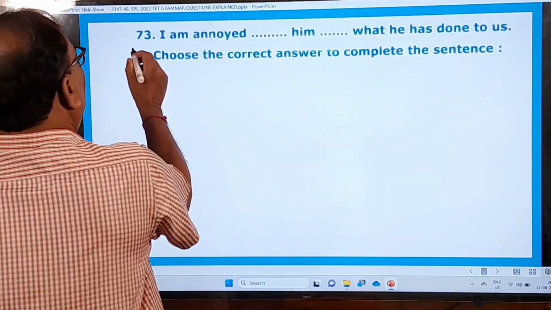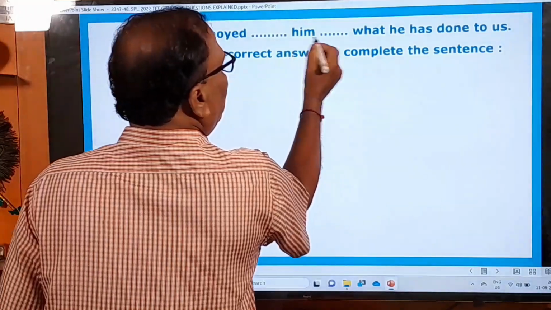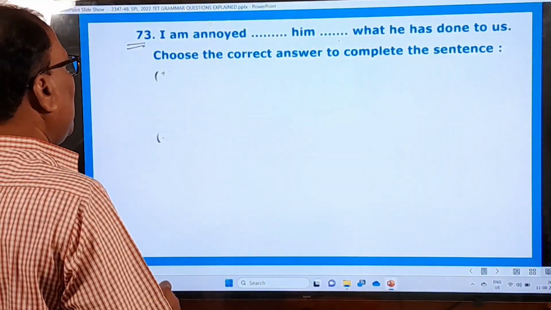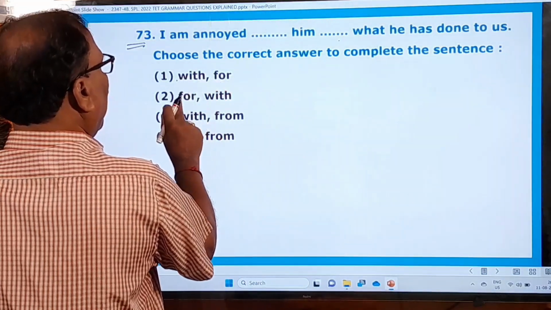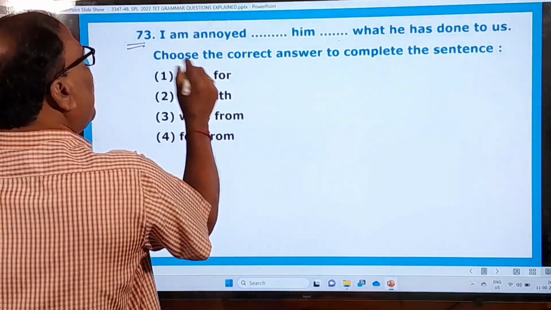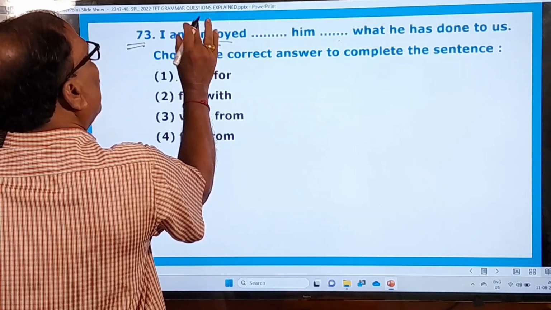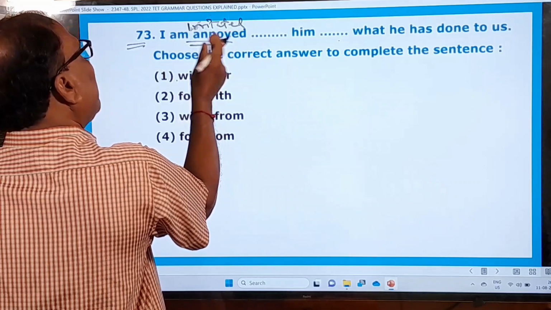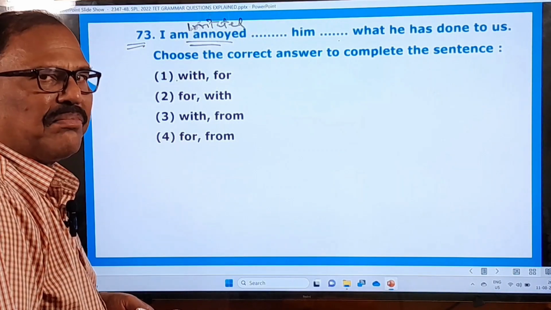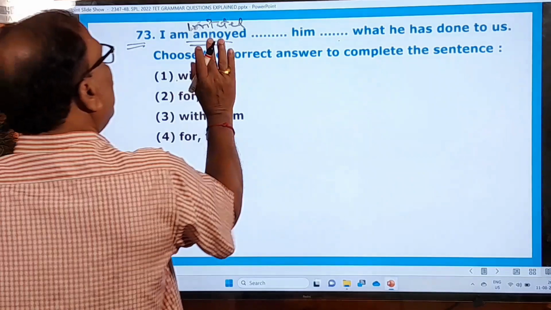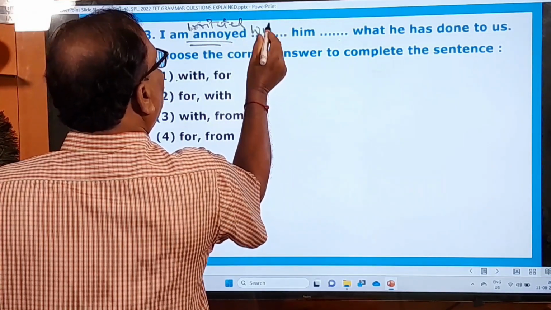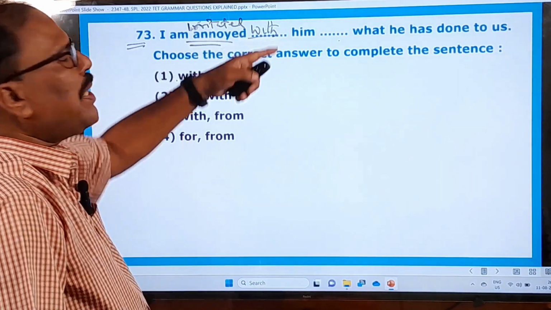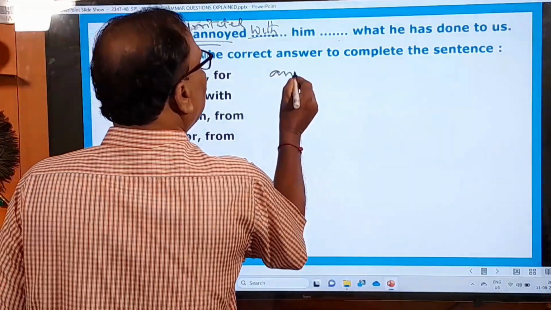73rd one. I am annoyed dash him dash what he has done to us. Choose the correct answer to complete the sentence. So options are given: with, for, with, from, for him. So here annoyed means, you know very well, irritated. Became angry. I am annoyed. I am very much irritated. Whenever, remember, with annoyed, you must always use with. I am annoyed with him.